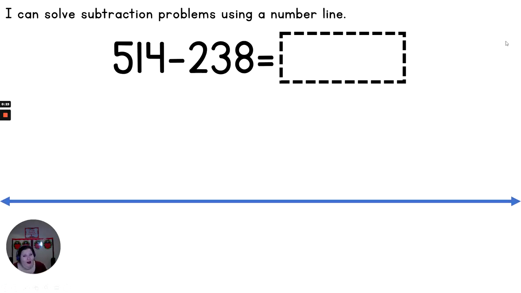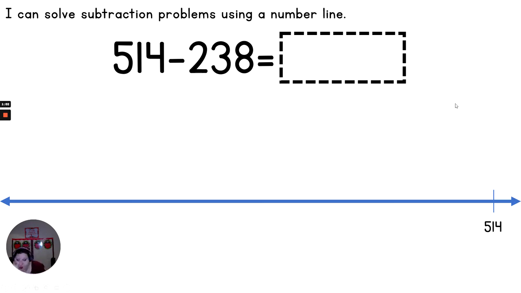All right, here is the equation we are going to solve. 514 take away 238. Now, I know that might sound scary, but we're going to break this down and take it step by step. So first of all, 514 is our starting number. Because it's the larger number and we're going to be subtracting, I'm going to put my number over on the other side of the number line. The reason I'm doing that is I'm taking away, so my numbers will get smaller. I don't want to go the other way because that means my number's getting bigger. So on an open number line, we're going backwards here.